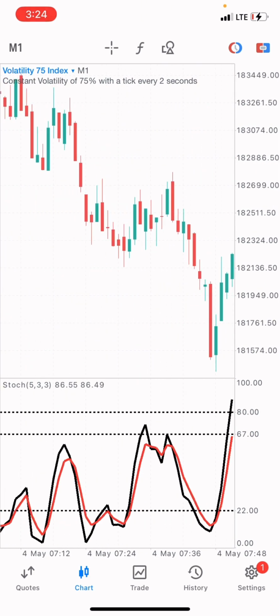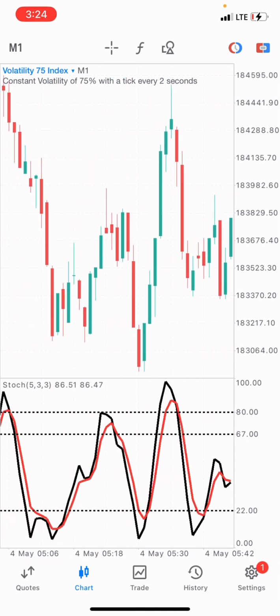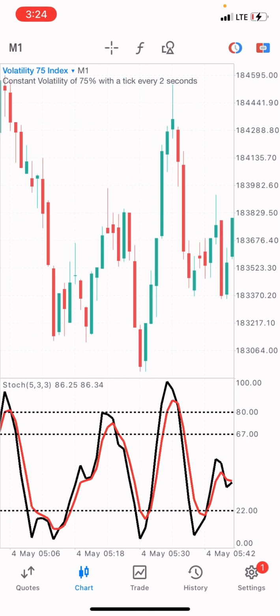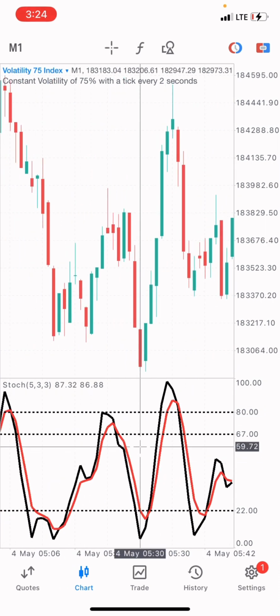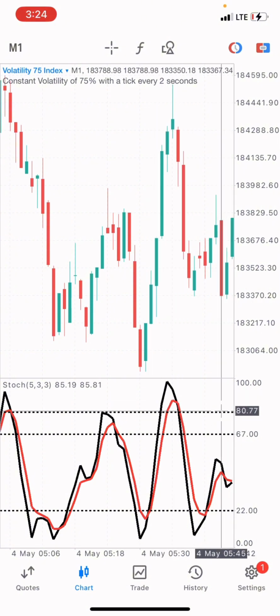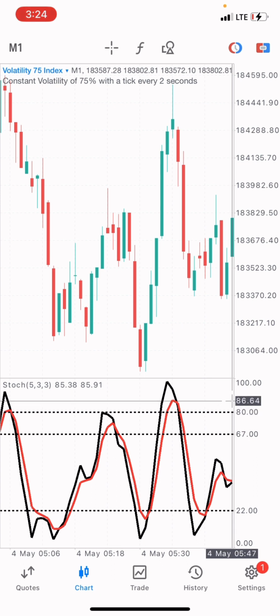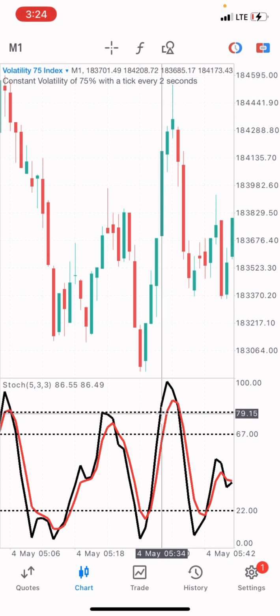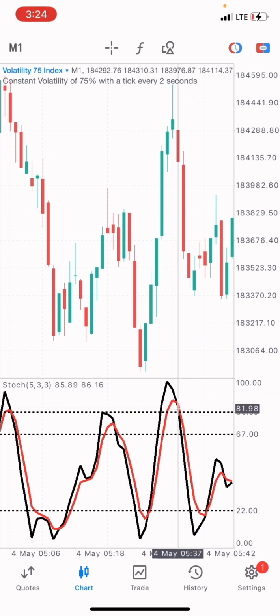This stochastic oscillator is another powerful indicator for you to trade this Volatility 75 Index perfectly. So when this red line crosses, it needs to be around the level of 80, just as we saw here at this point. It needs to be at the level of 80, so you place a sell.